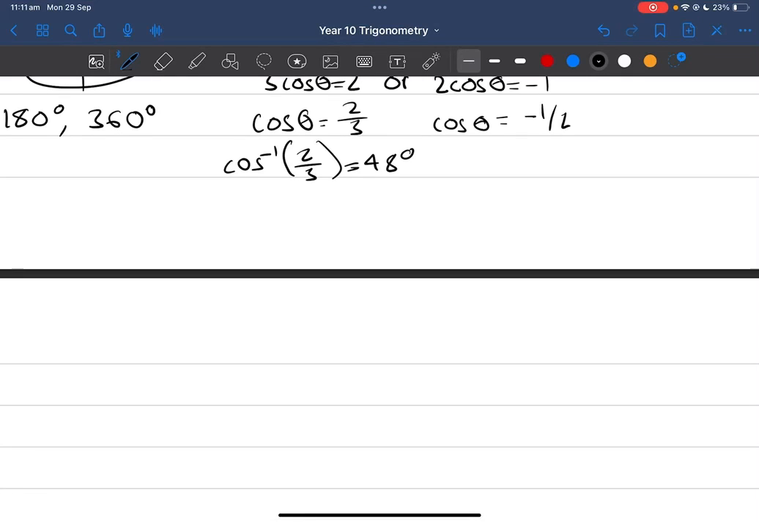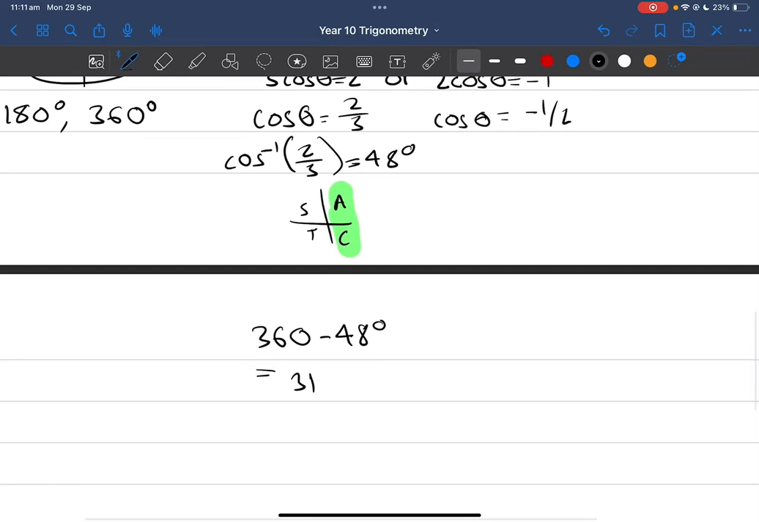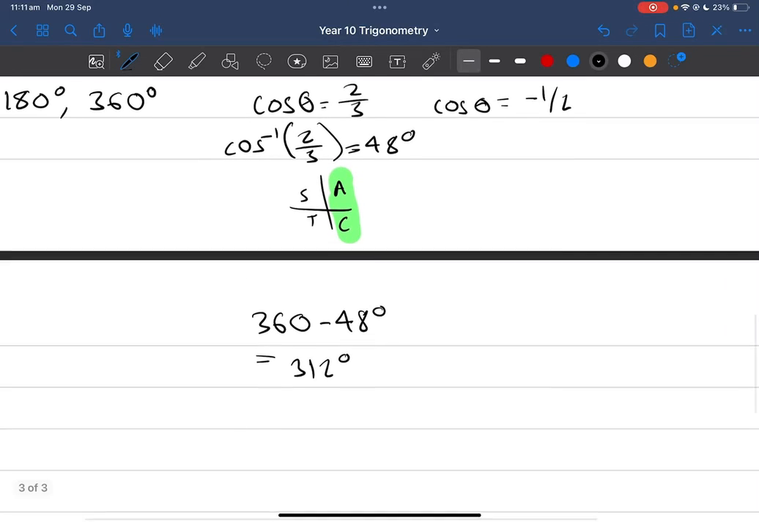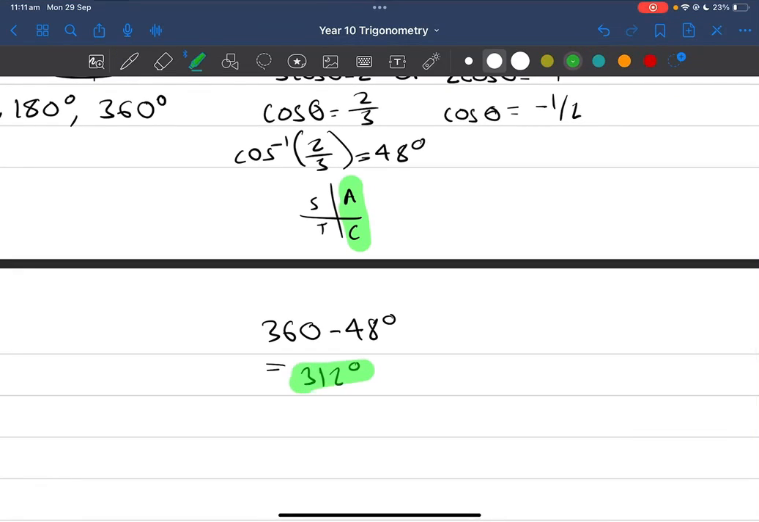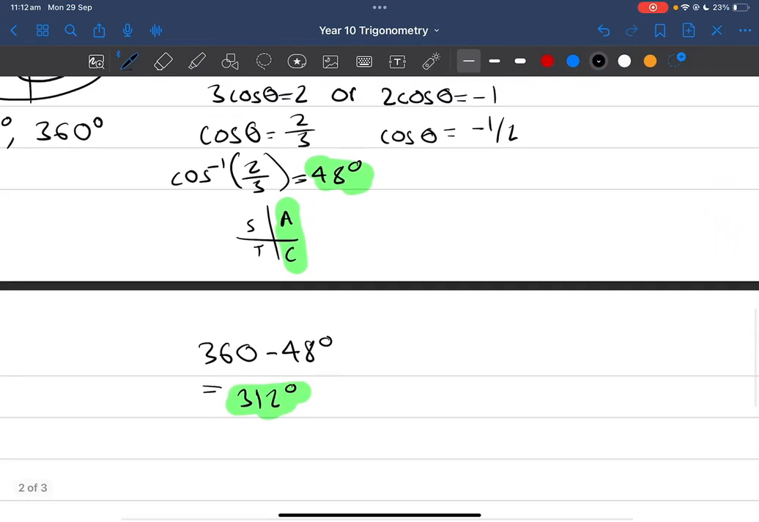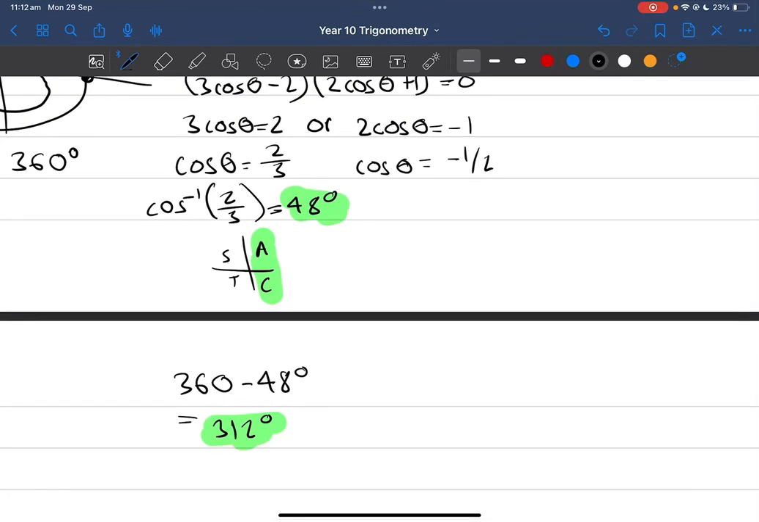So as we know, cos theta is positive in these two quadrants. And we can get the related angle by 360 minus 48 degrees, leaving us with 312 degrees. So therefore, these are two more solutions. Now let's solve cos theta equals negative 1 over 2. Cos inverse 1 over 2 is 60 degrees.